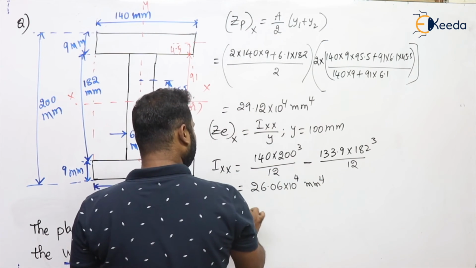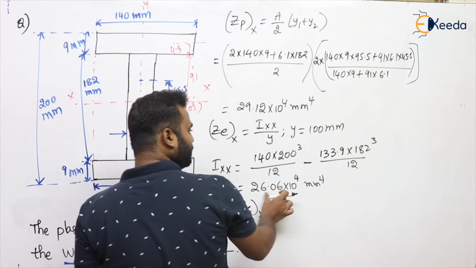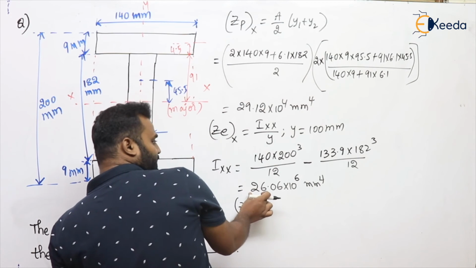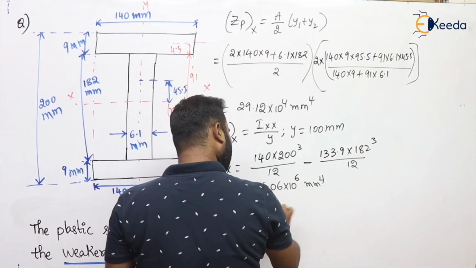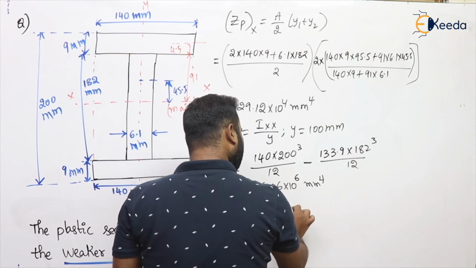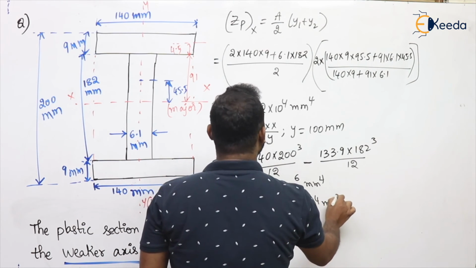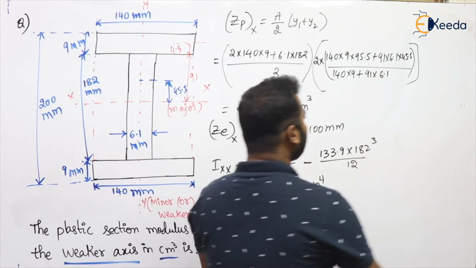Now ZE. ZEX is nothing but this. So this is mm power 6, not 4. So now this IXX divided by this Y, which is 100. So finally ZE, the elastic section modulus along XX, is 26.06 into 10 to the power 4 mm cube. So this is mm cube, not mm power 4. Is that okay?